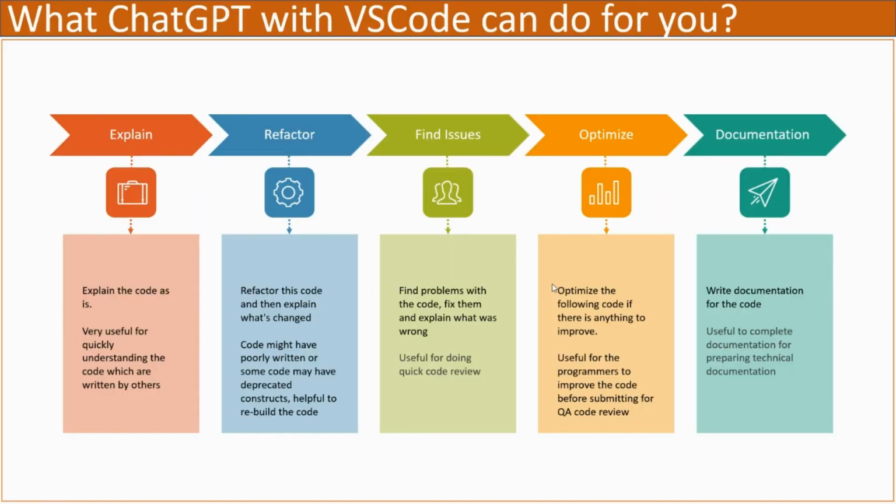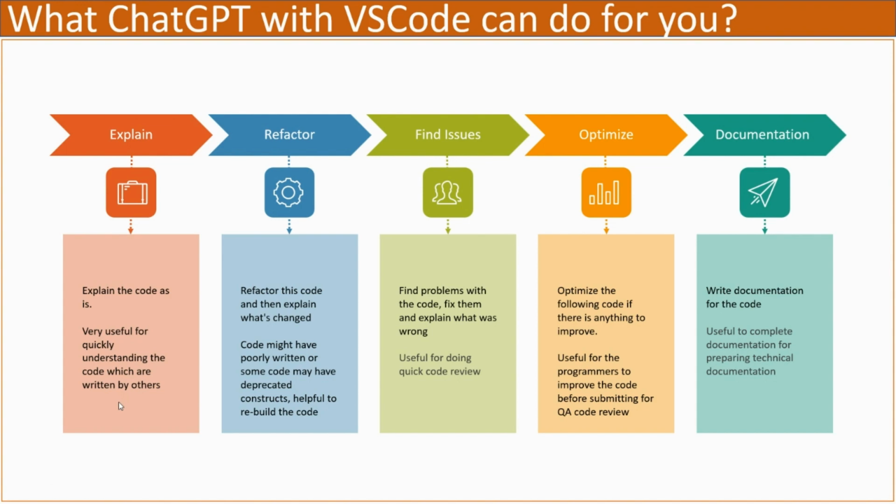To start with, let us try to understand how ChatGPT with Visual Studio can help you for programming. First thing is, it can help you to explain the code which is already written. You can mark the code which is already developed by someone else or by you in the recent past and make ChatGPT explain the code. It is very useful for quickly understanding the code which is written by others. That's the main benefit.